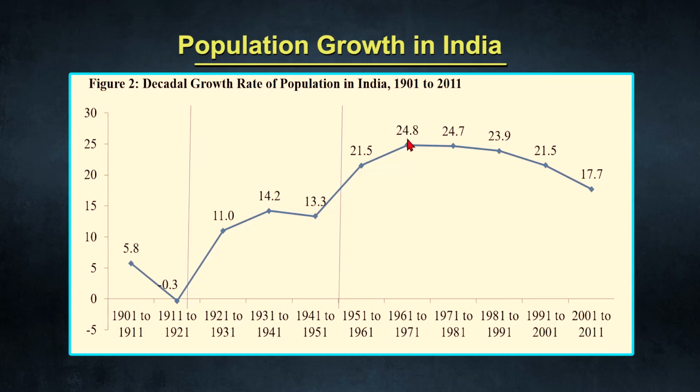highest, which is 24.8%. It was 24.7% in the decade 1971-81, and after that, this growth rate of population marginally declined, and in the latest census decade 2001 to 2011, the growth rate of population was 17.7%.